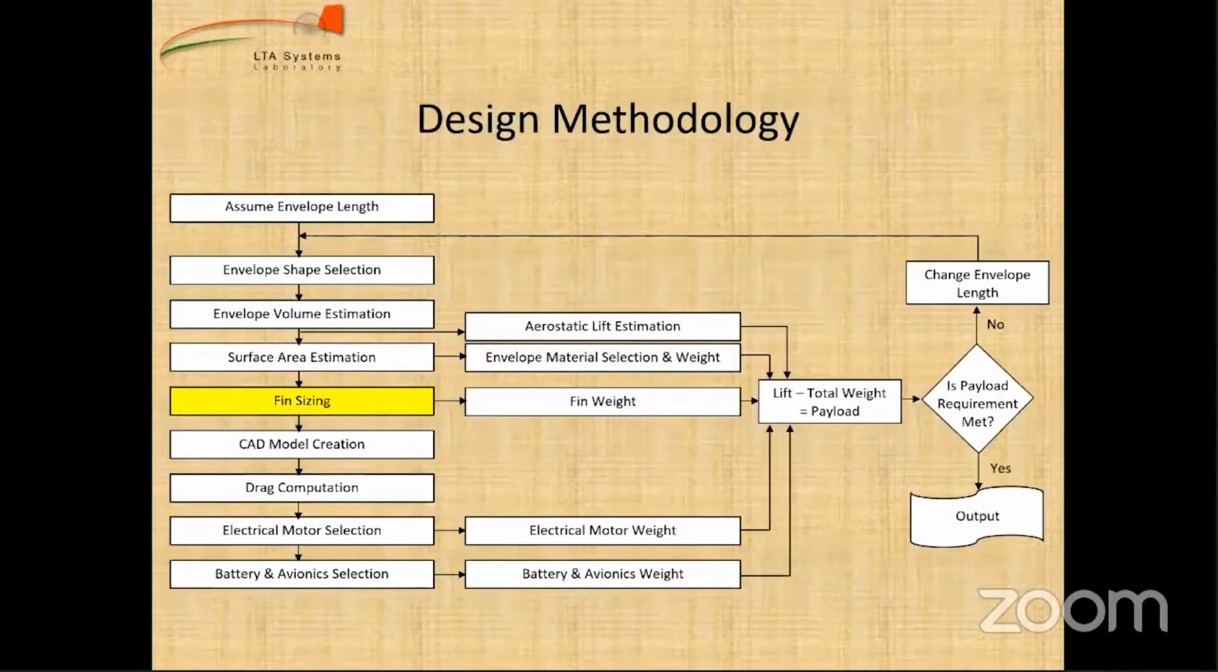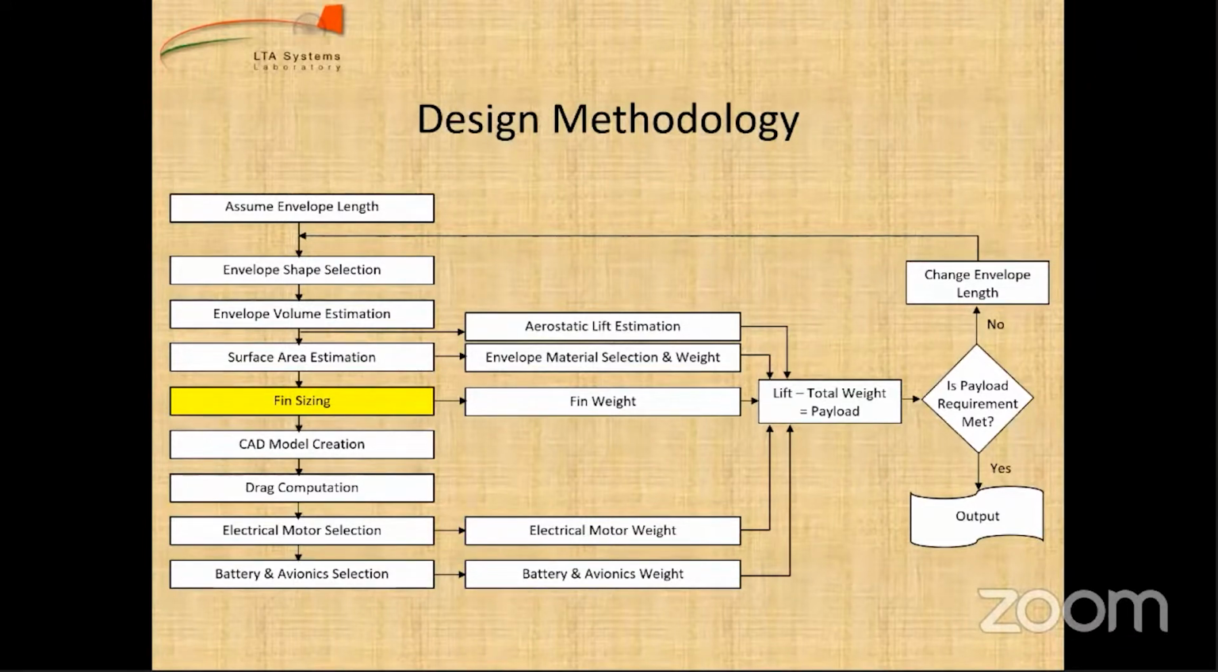Okay, so now we have estimated our envelope mass. What was our envelope mass? Envelope mass, 509 grams approx. And the gondola weight was 65 grams. Yes, sir. Am I right? Yes, sir. Now we will move towards the fin.